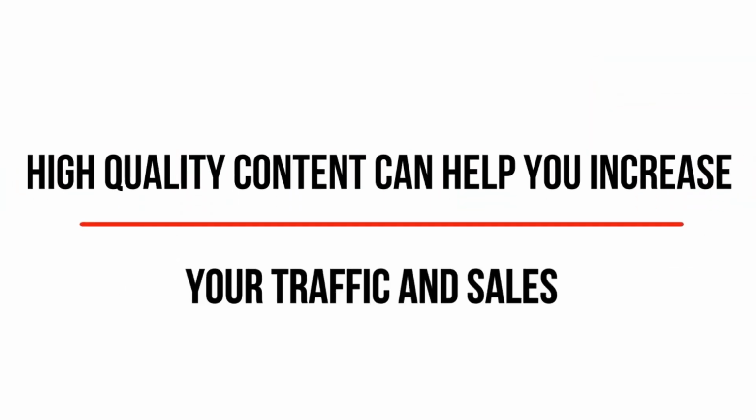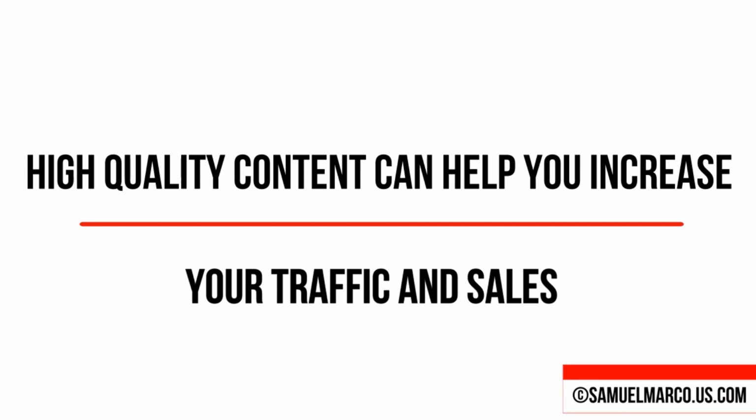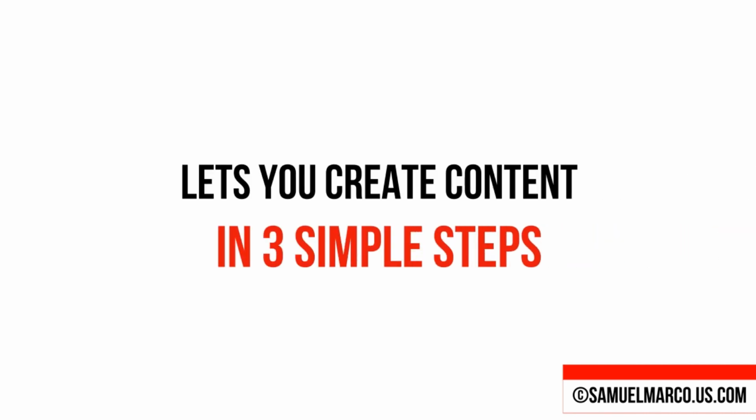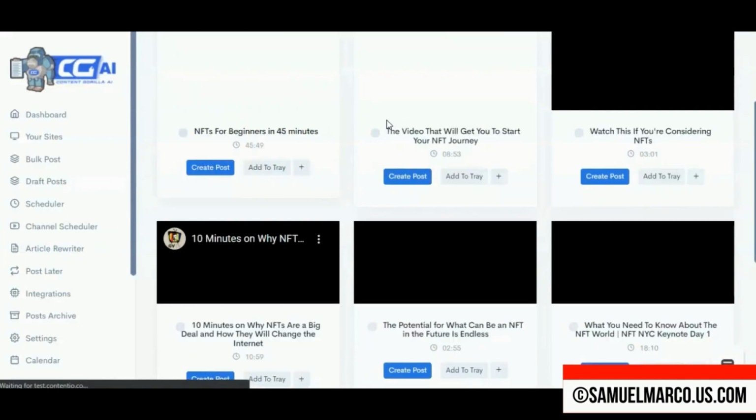Let's be honest here. High-quality content can help you increase your traffic and sales. Content Gorilla AI is a cloud-based app that takes content from YouTube videos and turns them into blog posts that you can use on your website or anywhere you want. You can let the AI write additional content at any point. You can use it on up to 10 websites, create posts in different languages, automatically add images, syndicate posts, and much more. Content Gorilla AI lets you create content in 3 steps.